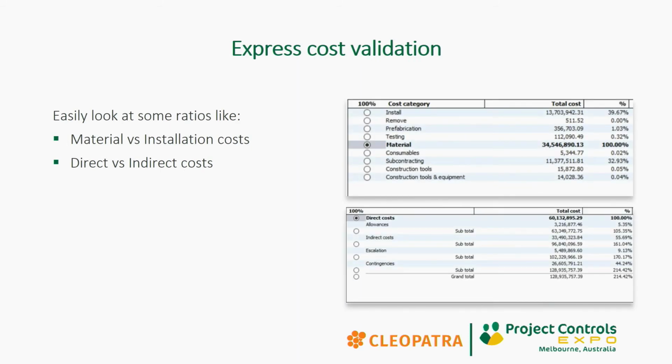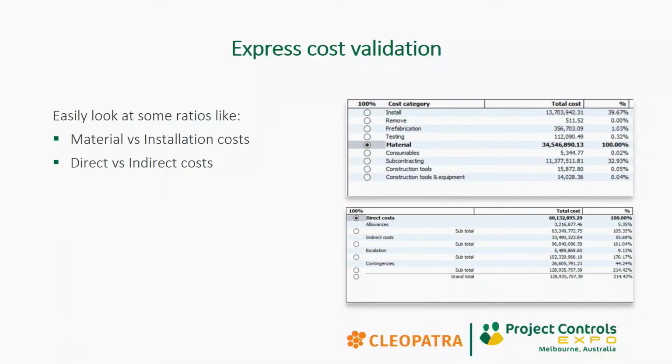So while creating or developing that project, we can do some express validation. What you see here is that in the top example we've put the material to 100%, and then you can see how the costs of, for instance, your subcontracting or your installing relate to the material costs. If you know from different projects that you've executed in the past that your installing should be anywhere between 30 and 40% of your material, you know that you're in the green zone. This is how you can do some quick benchmarking.